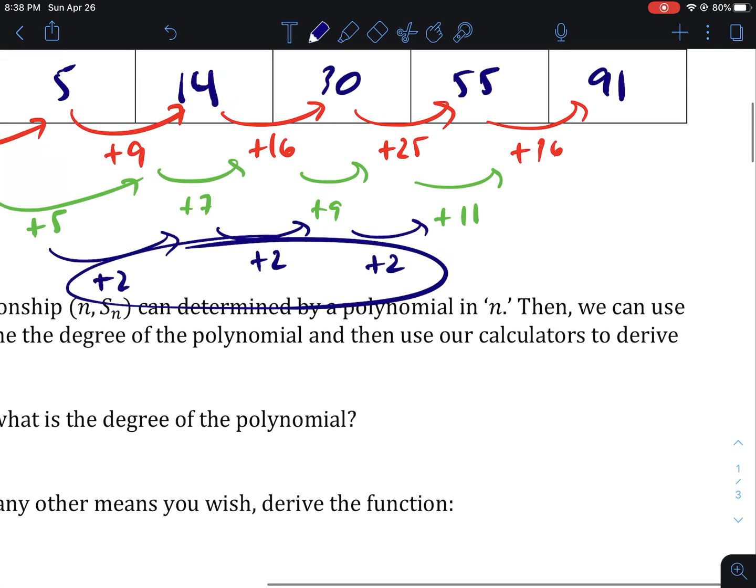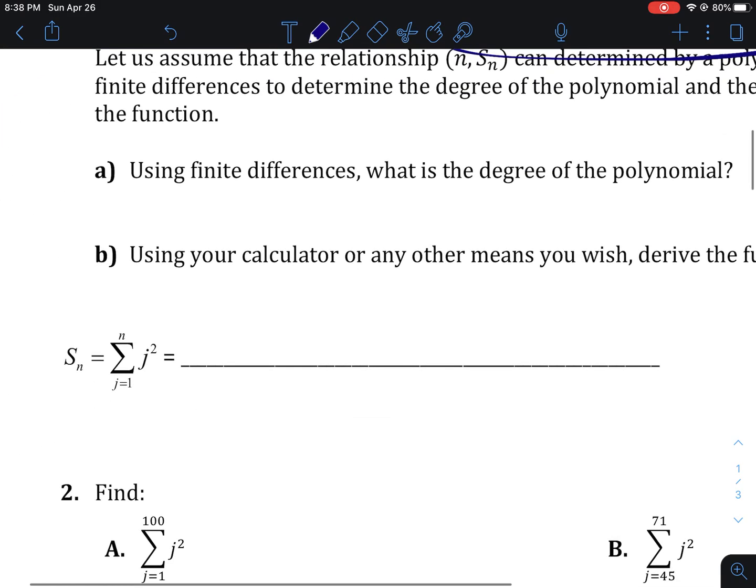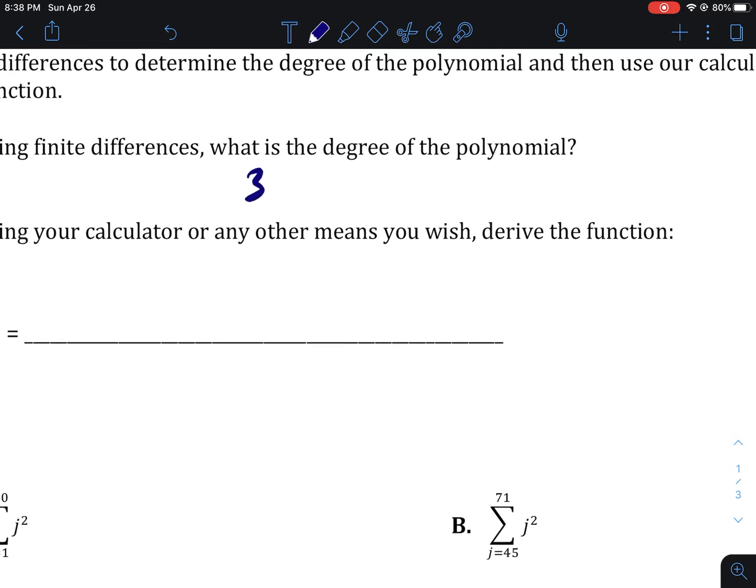And that tells you right off the bat, this must be a third degree. So we can find some third degree polynomial that fits this thing. We can't do it off the top of our heads, but we can do it somehow. It's possible. So here's the process. Using this, what's the degree? It's a third degree.